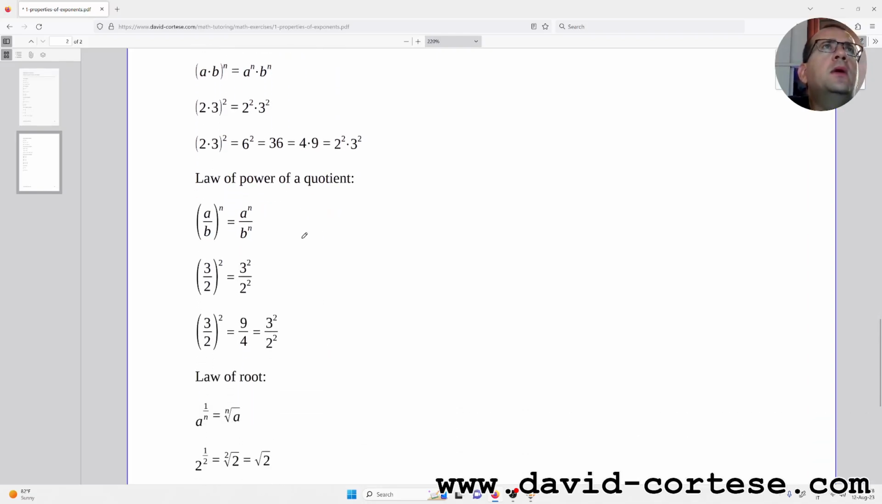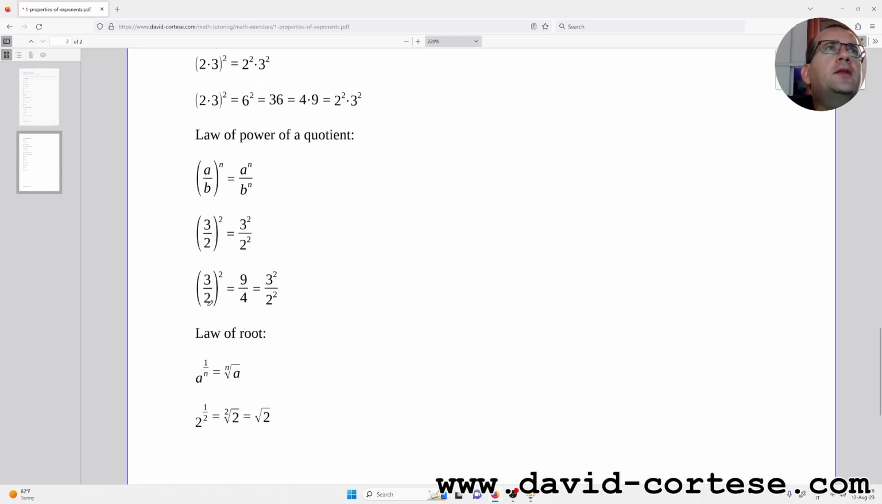Law of power of quotients. So a over b, everything raised to n, is a raised to n over b raised to n. 3 over 2 raised to 2 is 3 raised to 2 over 2 raised to 2. In fact, 3 over 2 raised to 2 is equal to 9 over 4. That is 3 raised to 2 over 2 raised to 2.